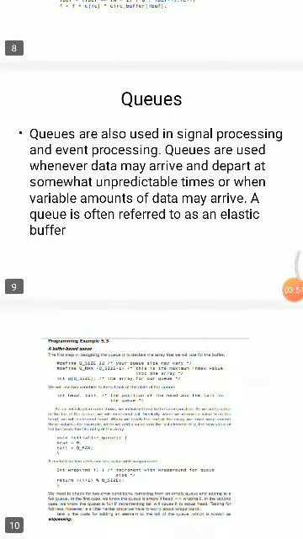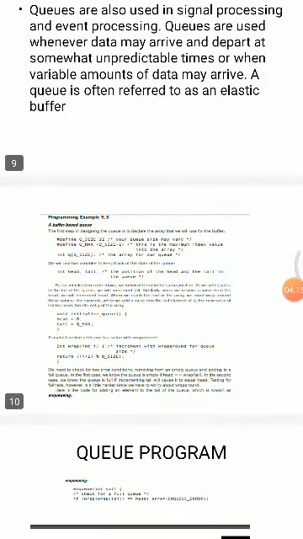The last one is the queue. Queues are also used in signal processing and event processing. Queues are used whenever data may arrive and depart at somewhat unpredictable times, or when variable amounts of data may arrive. A queue is often referred to as an elastic buffer. So this is a queue example.